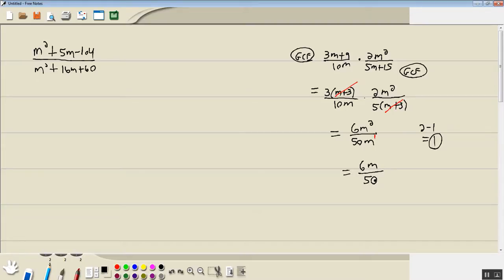Now I got 6 and 50, which are both divisible by 2. 6 divided by 2 is 3. 50 divided by 2 is 25. So we're going to have 3m over 25. Let me double check that.